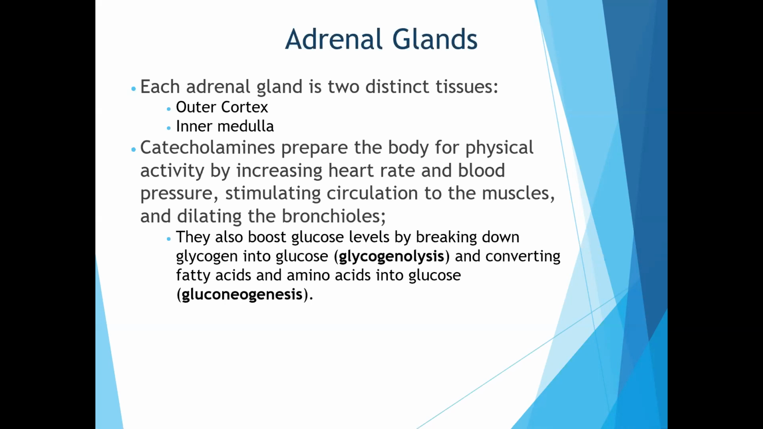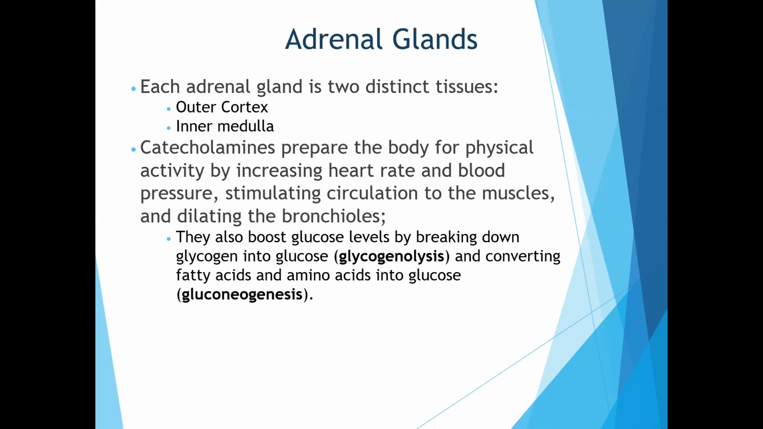Our adrenal glands consist of two types of tissues. We have the outer cortex, or the adrenal cortex. This is a glandular tissue that secretes our steroid hormones, known as corticosteroids. We also have the medulla, or the inner tissue, and this has modified neural tissue. The medulla is actually considered a part of our sympathetic nervous system.